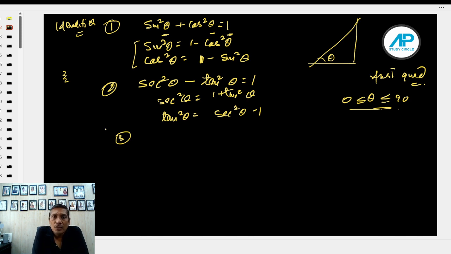The third one, cosec square theta minus cot square theta equals to 1.